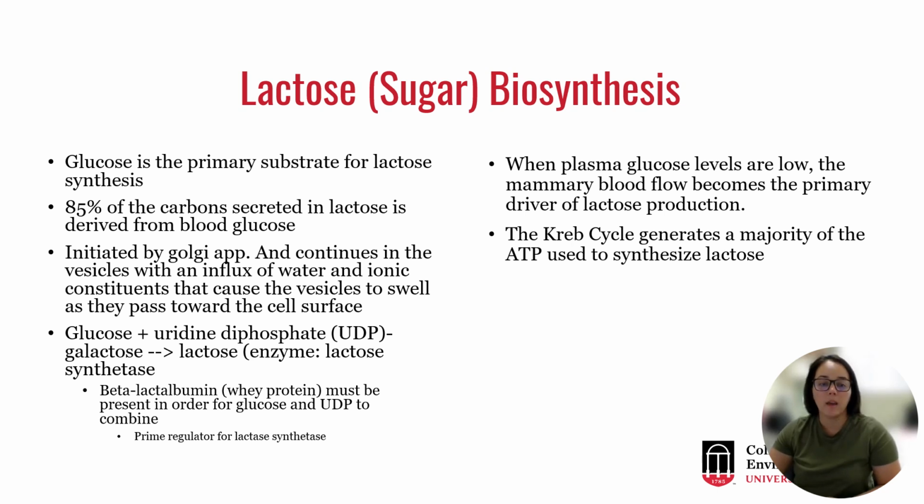synthase. And so when we think about what happens in the ruminant's body, when plasma glucose levels are low, the mammary gland blood flow becomes the primary driver for that lactose production. And again, relating it back to something that we have learned about this semester, I believe Hunter gave the presentation, but the Krebs cycle is one of the predominant metabolic pathways that generates a majority of the ATP that we use in order to synthesize lactose that we end up seeing in milk.